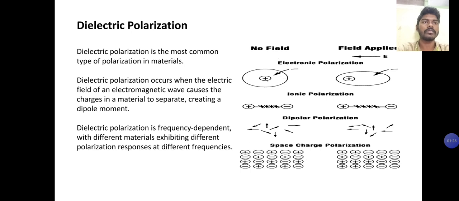Dielectric polarization. Dielectric polarization is the most common type of polarization in materials. Dielectric polarization occurs when the electric field of an electromagnetic wave causes the charges in a material to separate, creating a dipole moment. Dielectric polarization is frequency dependent, with different materials exhibiting different polarization responses at different frequencies.